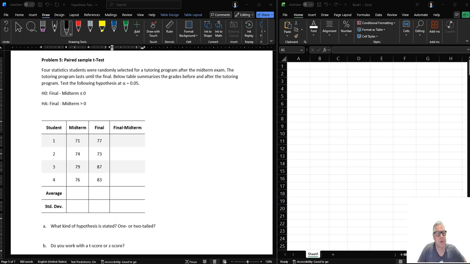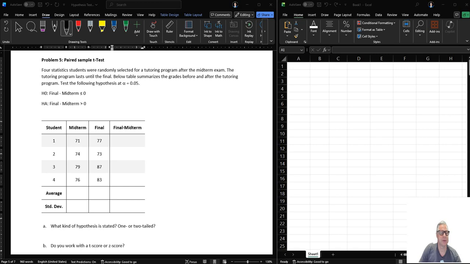Okay, so let's turn to the fifth problem, which is a paired sample t-test. Four statistics students were randomly selected for a tutoring program after the midterm exam. The tutoring program lasts until the final. The below table summarizes the grades before and after the tutoring program. Test the following hypothesis at an alpha of 0.05.